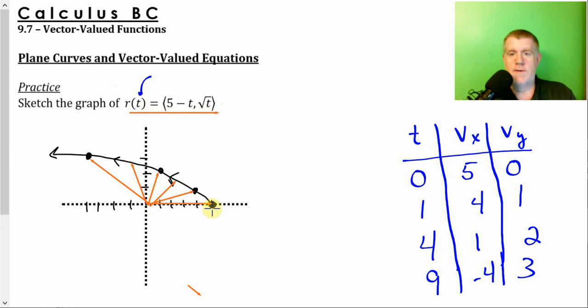Now the graph actually stops there because we'll talk about domain. The domain of this function is, well, t cannot be negative. So therefore, the domain is t has to be greater than or equal to 0. And that's built into the problem. You cannot have the square root of a negative number, or you have imaginaries. So that's the graph of the vector-valued function.